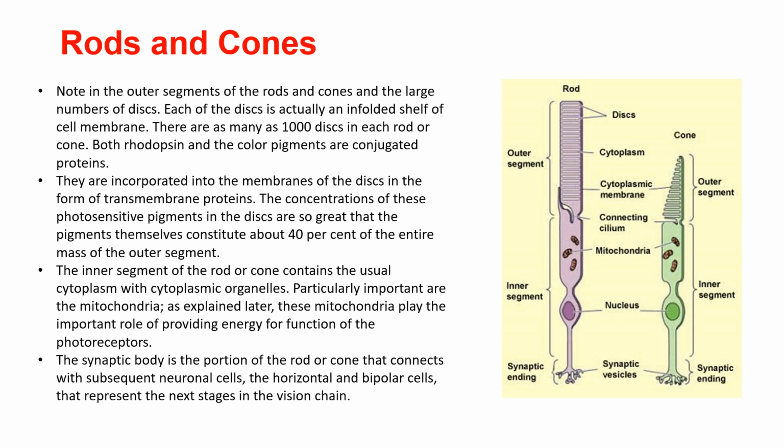The inner segment of the rod or cone contains the usual cytoplasm with cytoplasmic organelles. Particularly important are the mitochondria. As explained later, these mitochondria play the important role of providing energy for function of the photoreceptors. The synaptic body is the portion of the rod or cone that connects with subsequent neuronal cells, the horizontal and bipolar cells, that represent the next stages in the vision chain.